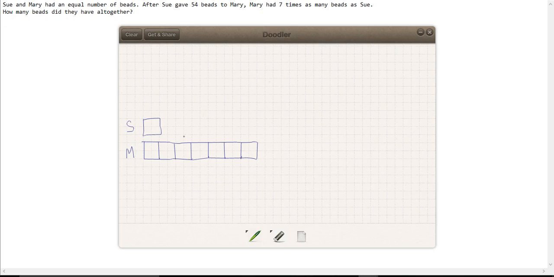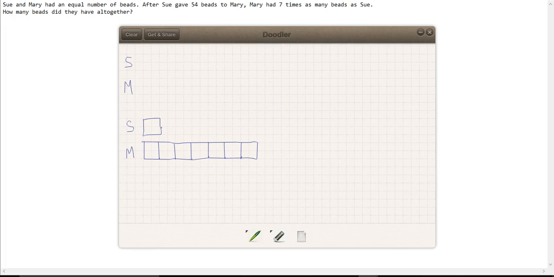All right. Now, we also know that at the beginning they had an equal number of beads. Well, how can we divide up these parts so that they're shared equally between Sue and Mary, to represent what it was like at the beginning? So how many parts are there altogether? 7. 8. All right, so there's 8 equal size parts.